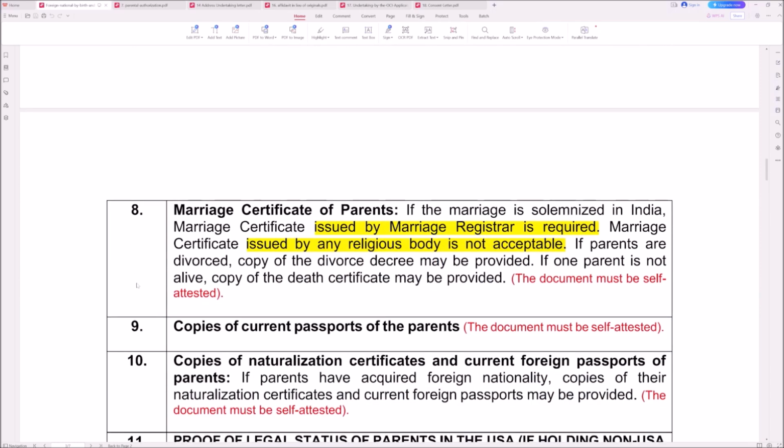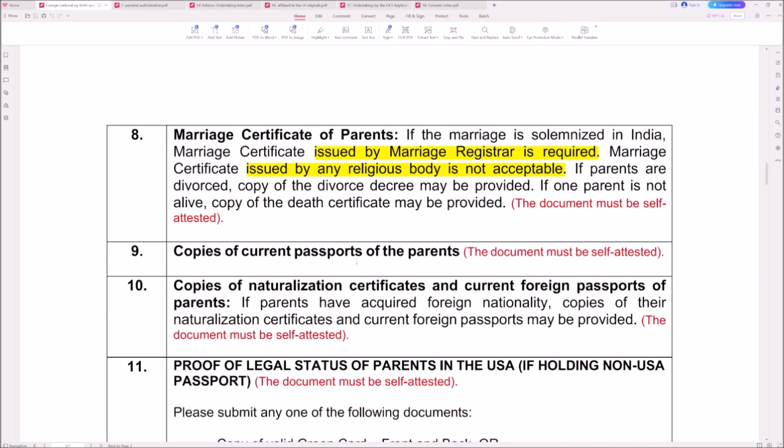Then comes the marriage certificate. So it is the marriage certificate of the parents. Make sure that it has to be issued by marriage registrar, and if it has been issued by a religious body, it will not be accepted. And once again, the document must be self-attested. So it must be self-attested by the owner of that certificate. So that means both parents are the owner of that certificate. So both the parents, mother and father, need to sign at the bottom of each page of the marriage certificate.